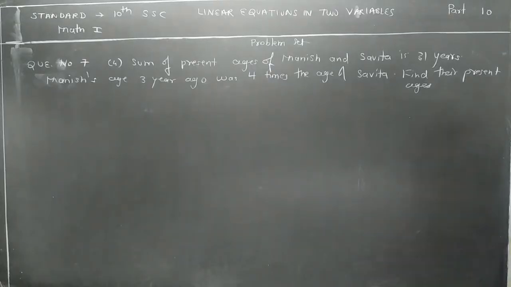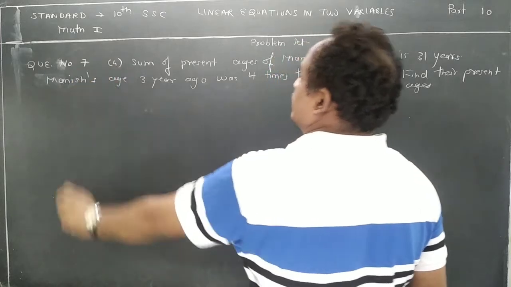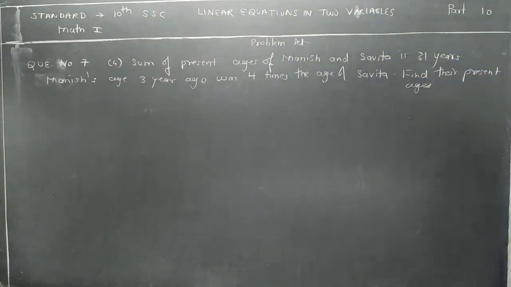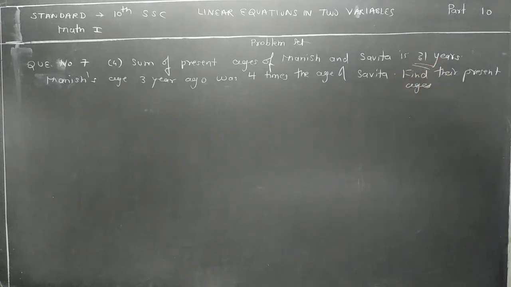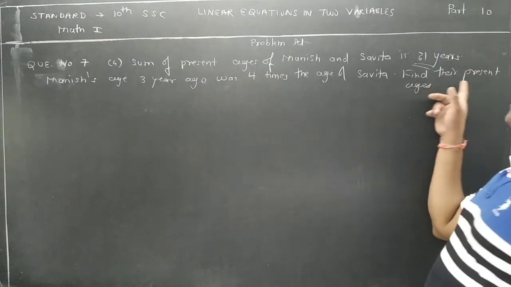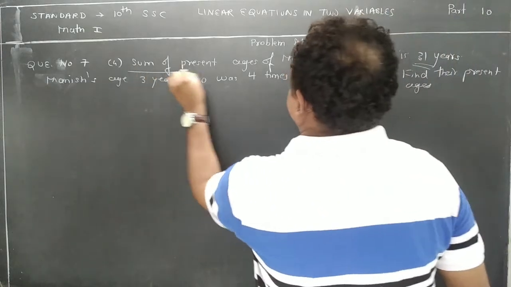Now question number 7, sub question number 4. The sum of the present ages of Manisha and Savita is 31 years. They have asked for the present ages only. So let's see the first condition, remember this.